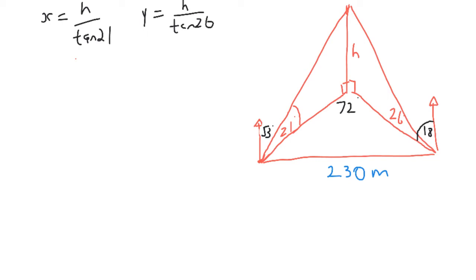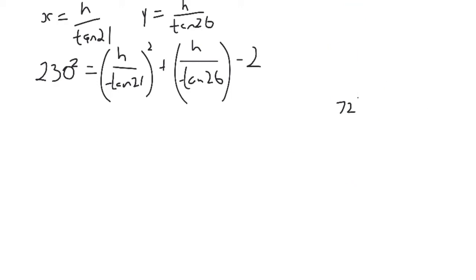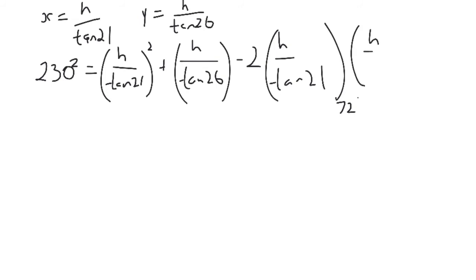So we're going to say that 230 squared equals h over tan 21 squared, plus h over tan 26 squared, minus 2 times h over tan 21 times h over tan 26. Just ignore this here, I can't get rid of it.